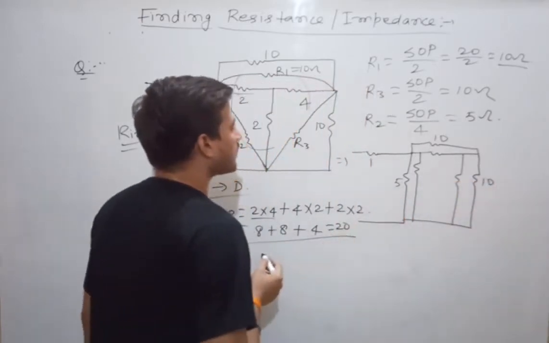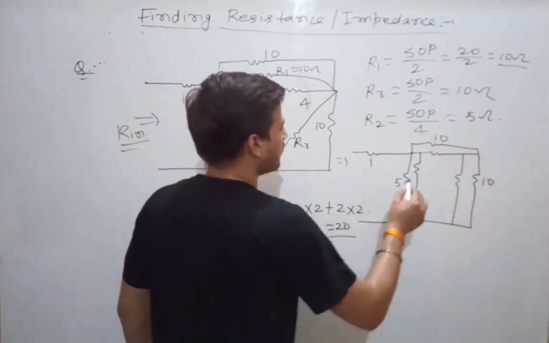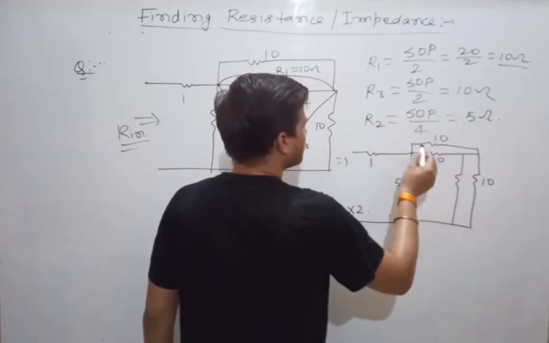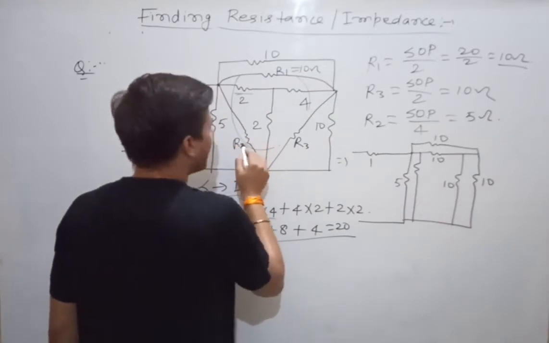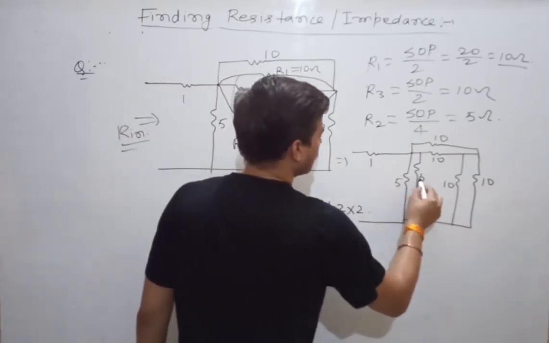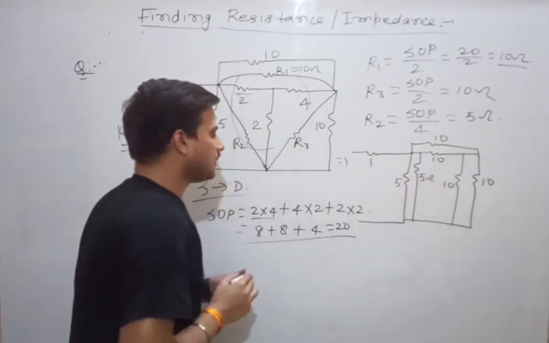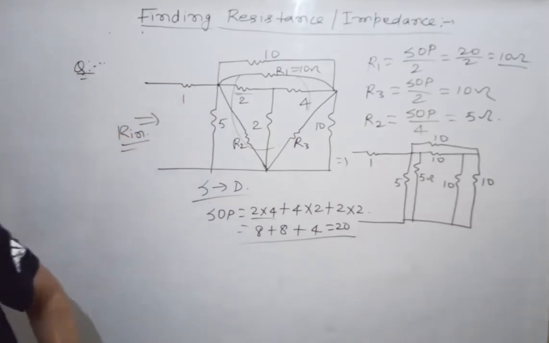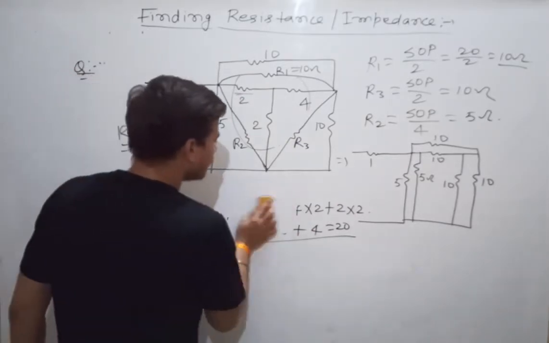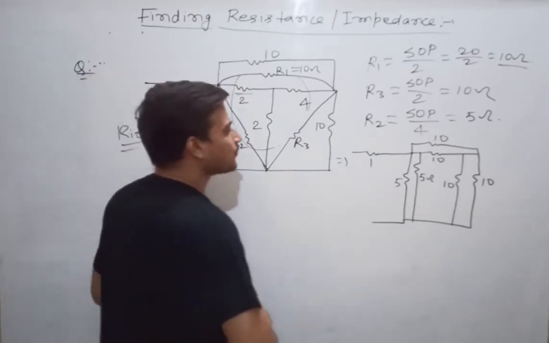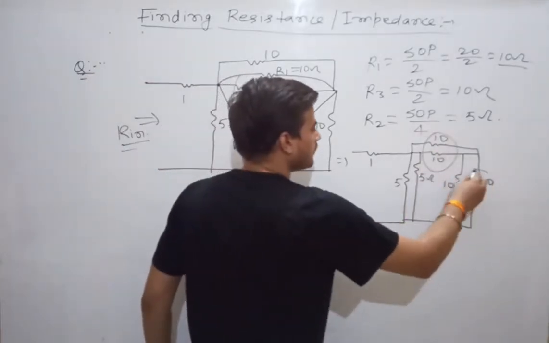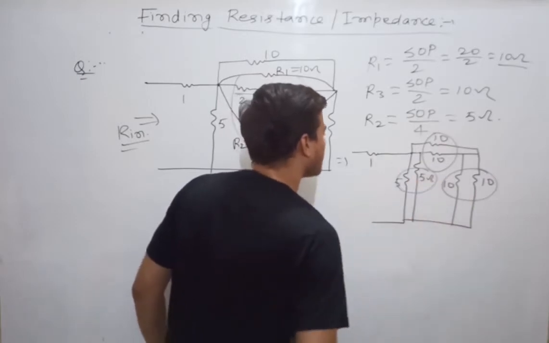Now you see the other resistances. R1 is 10 ohm, R3 is 10 ohm, and this one, R2, is your 5 ohm. So now you can see how the network has been reduced. Next, what will happen? You see, these two branches are in parallel.